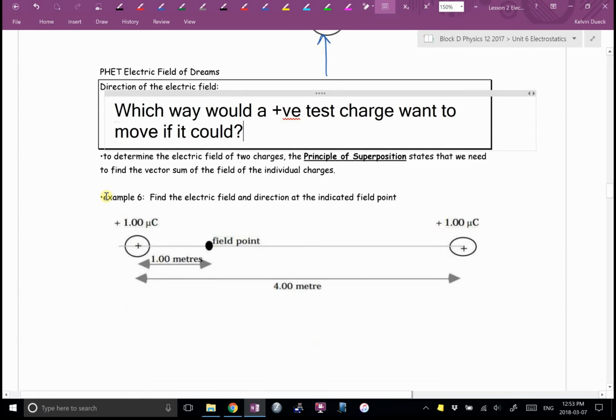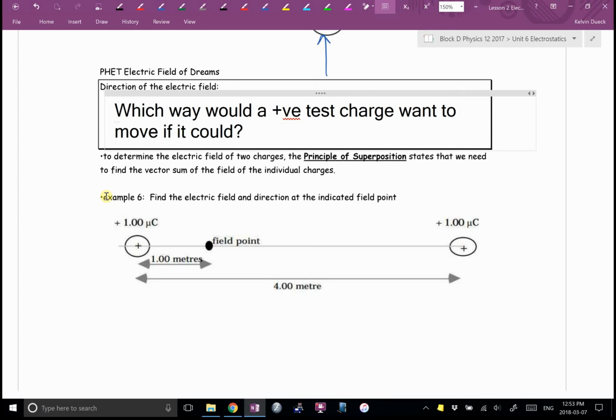To determine the electric field of two charges, and I guarantee this is a question on your test, we're going to use the principle of superposition. What that really means is we find each electric field, magnitude and direction, and then we add them vectorially. I like example six.